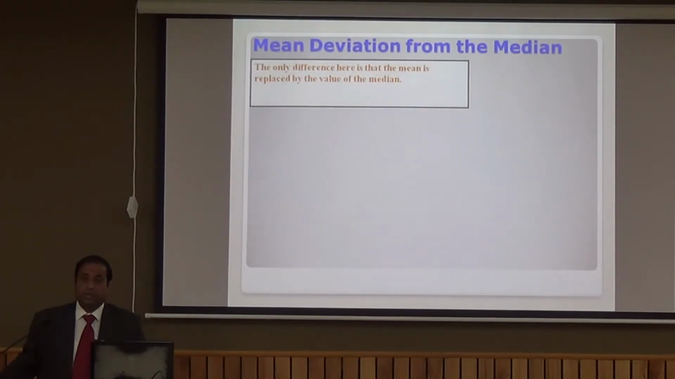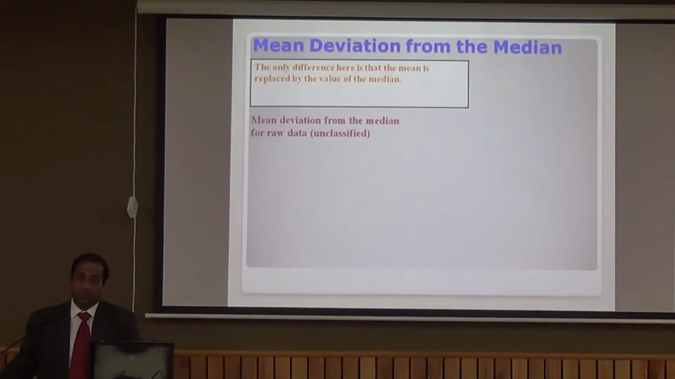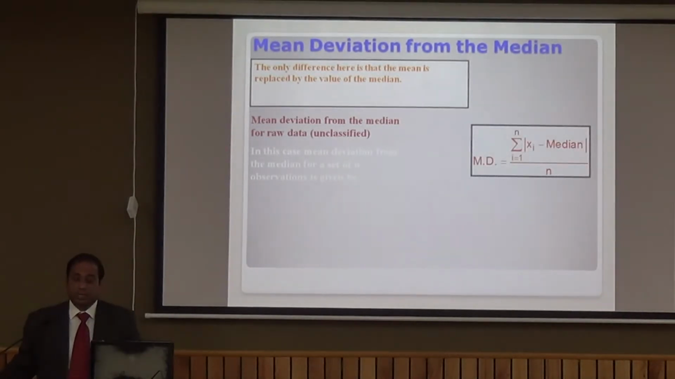Now we come to the mean deviation from the median. The only difference here is that the mean is replaced by the median, and we calculate by the same process. Mean deviation from the median for raw data can be found. In this case, the mean deviation from the median for a set of observations is given by the formula summation of modulus of xi minus median, from i equals 1 to n, upon the number of observations.